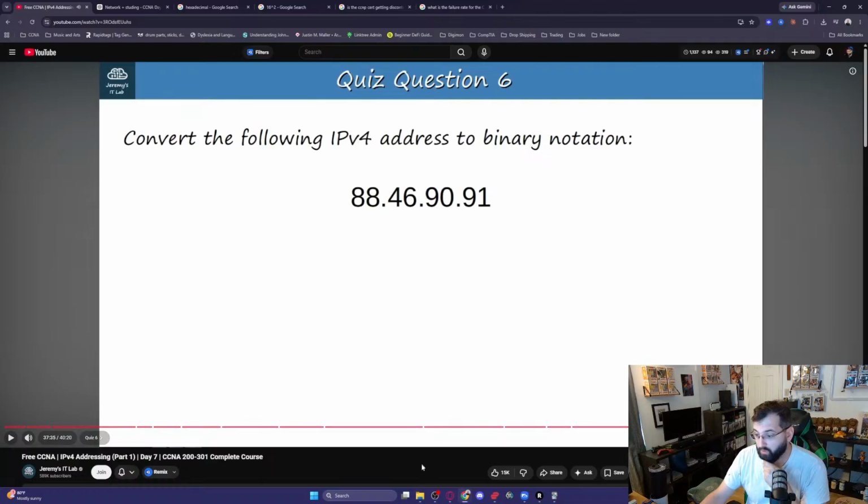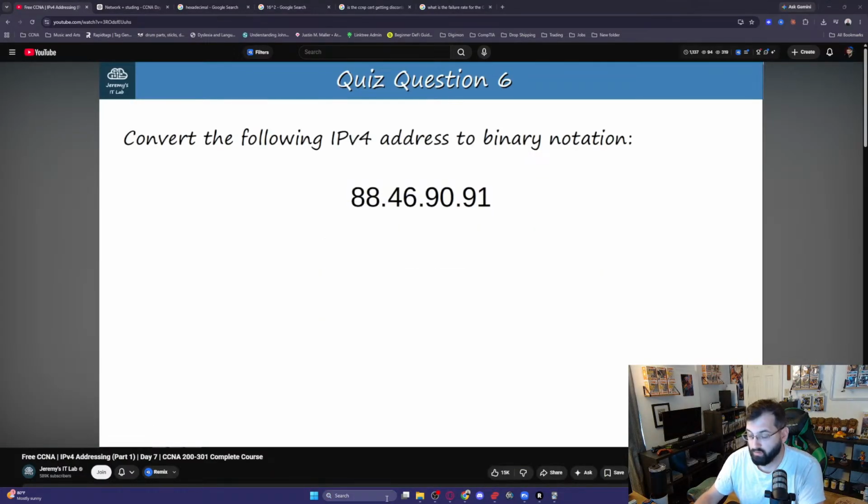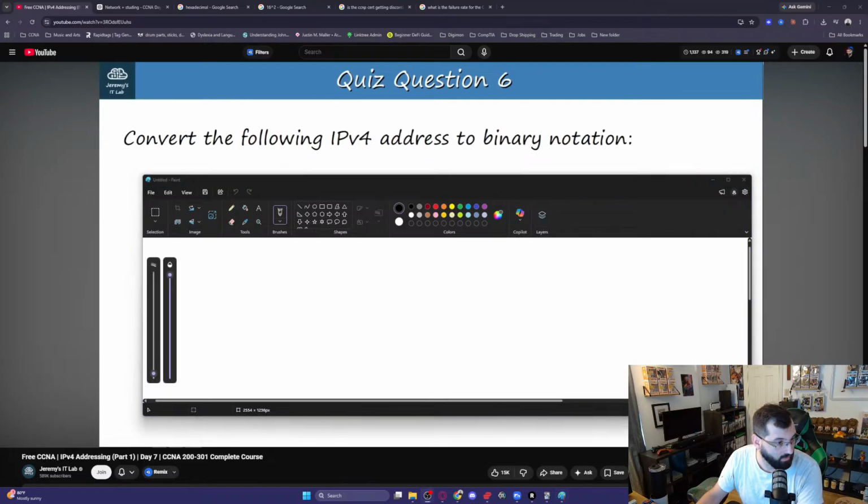Okay, we should be able to do this. I'm gonna try to get the paint again. Okay, and then let's see if it'll work this go around. Window capture.